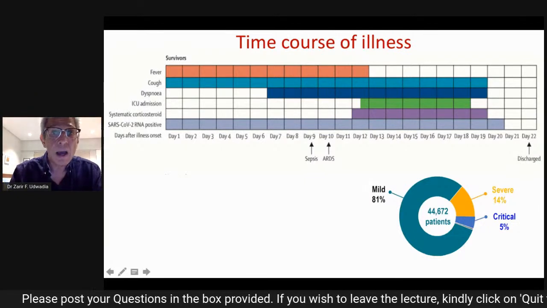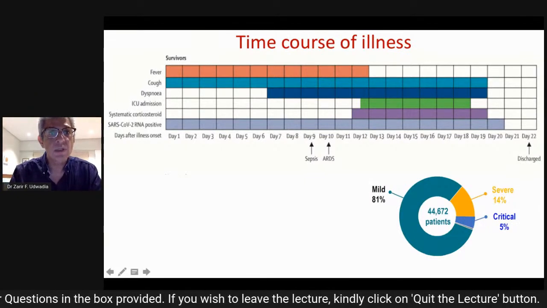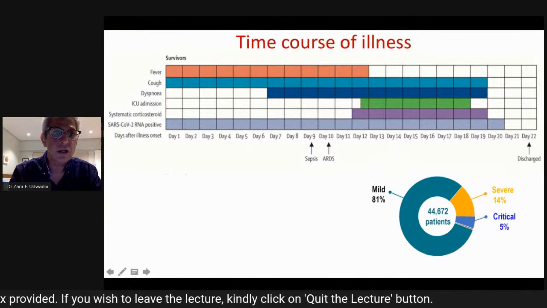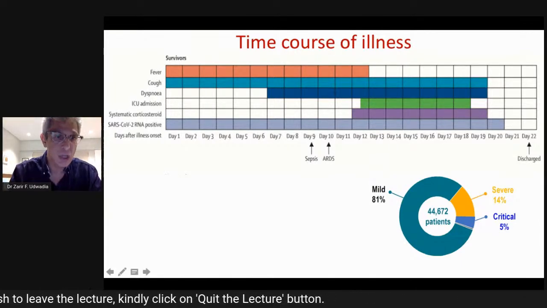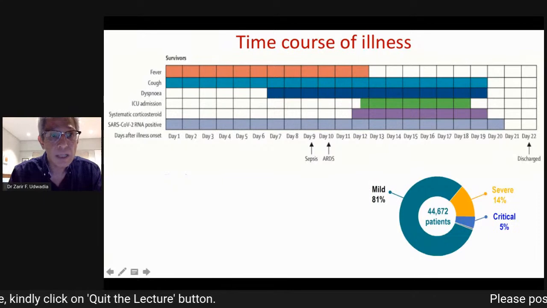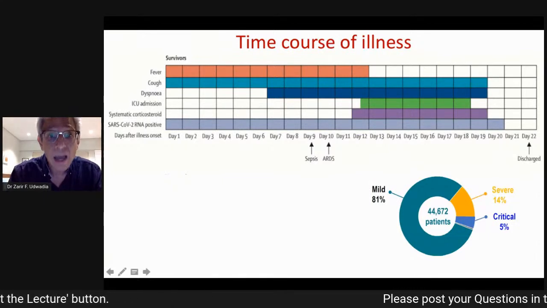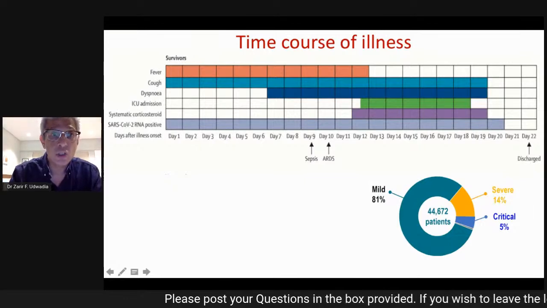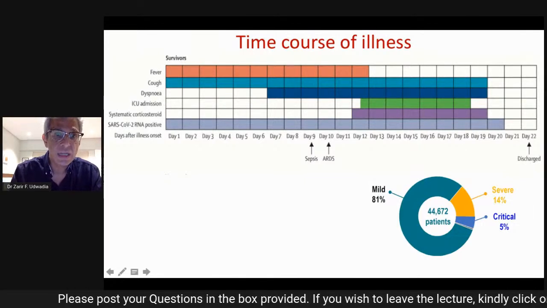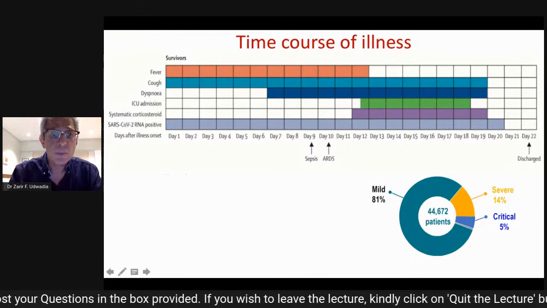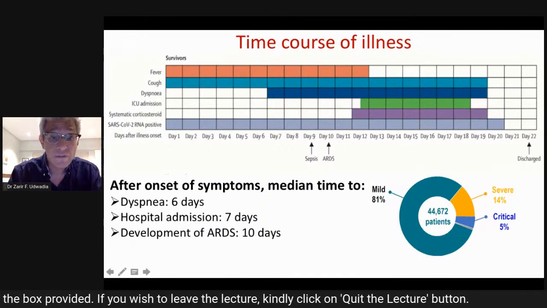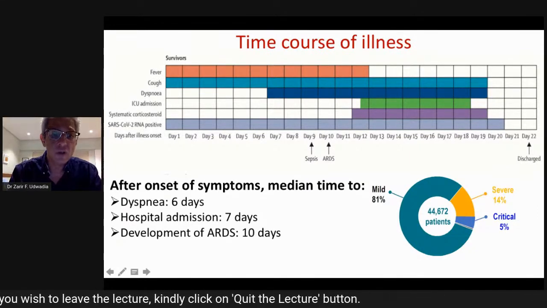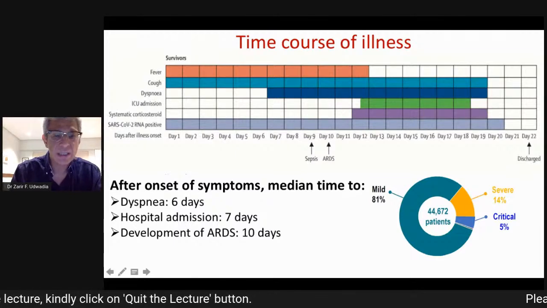And if you look at the bars on the top, they take different symptoms across time. And you can see that fever and cough start right from day one, generally. But you can see that breathlessness or dyspnea starts at day 7. So this is your window of opportunity. This is also your danger period when it's easy to get complacent. And hospital admission generally is soon after that at day 7. And of course, ARDS averages around day 10.